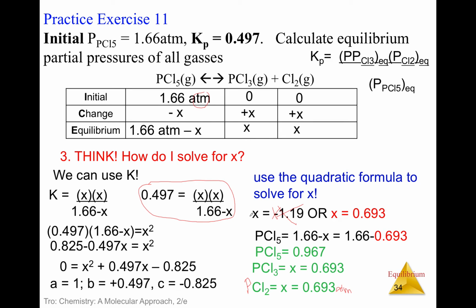So lastly, to solve for the equilibrium partial pressures, we again use this E row. Partial pressure of PCl5, 1.66 minus x, which gives us 0.967. PCl3 and Cl2 are both x, so they're both 0.693 atmospheres. Okay, and that is essentially all of Section 8. Section 8 just covers many examples.